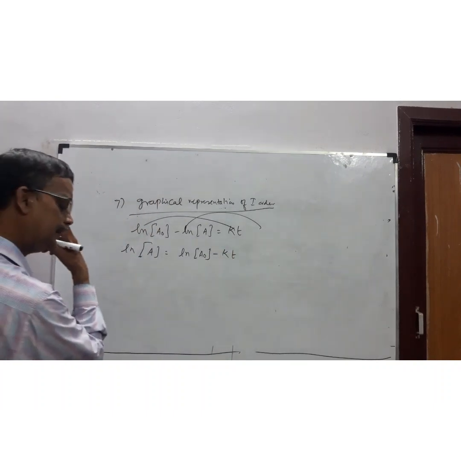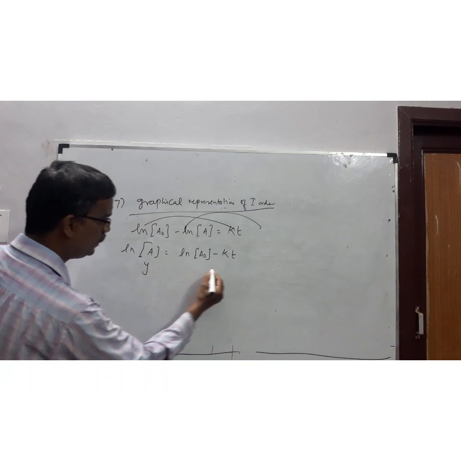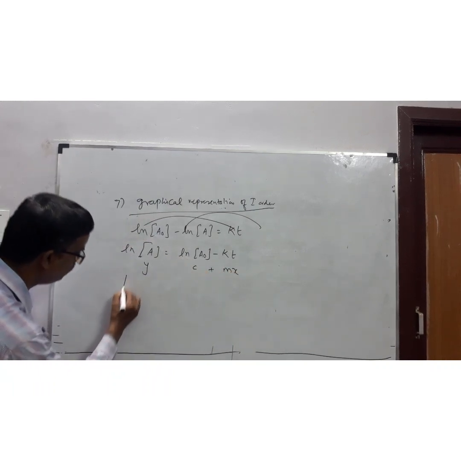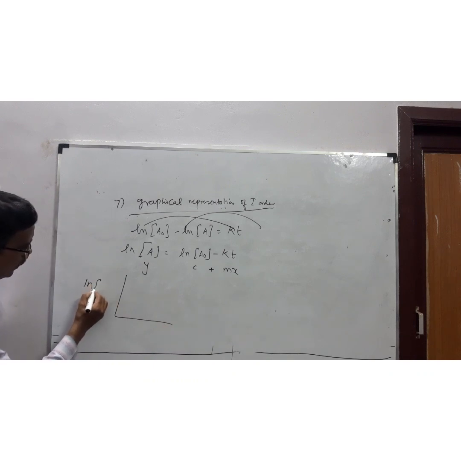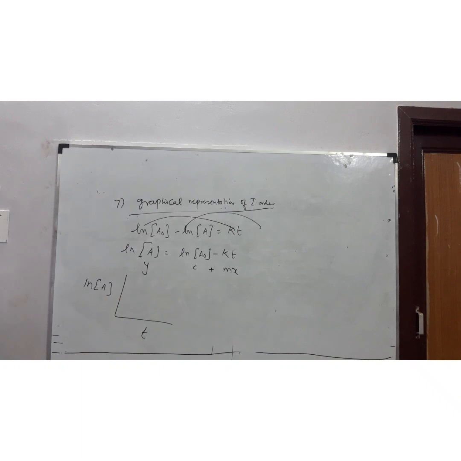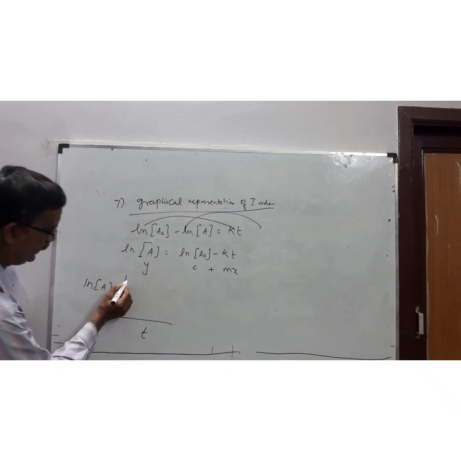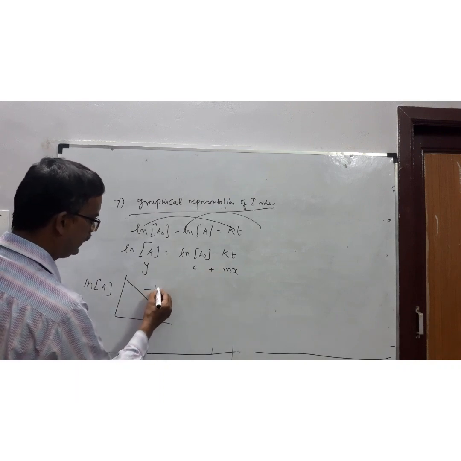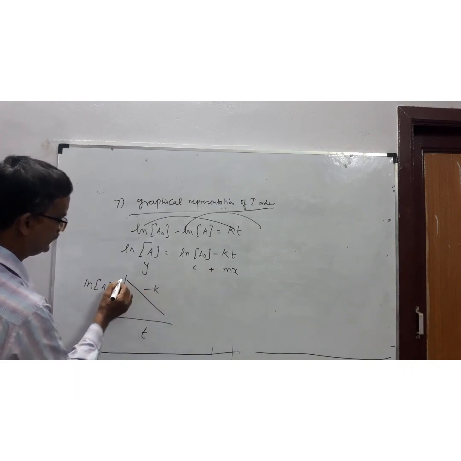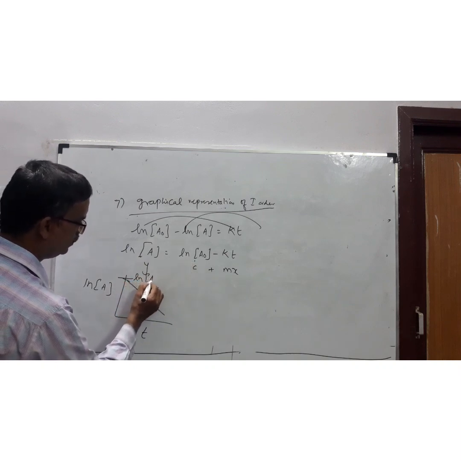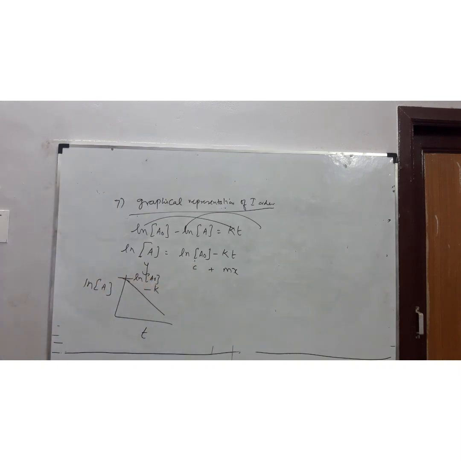This equation is in the form y equals mx plus c. If you plot ln A on the y axis against time on the x axis, we get a straight line with negative slope. The slope is equal to minus k and the intercept is ln A naught. That is the graphical representation.